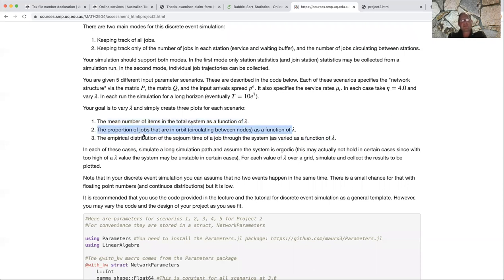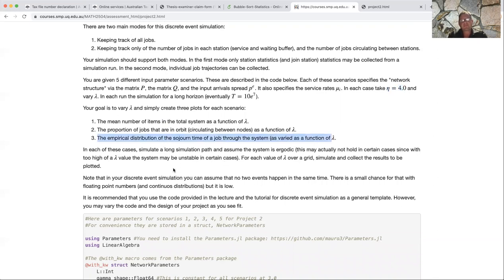And the second plot is going to be the proportion of jobs, so that's something between 0 and 1, that are in orbit, circulating between nodes. So you've got these jobs that are in orbit, where they have a mean orbit time of 1 over eta. And you can think what you're going to see is that when lambda gets higher and higher, then you have more and more jobs in orbit, especially if your buffers are full, depending on which scenario it is.